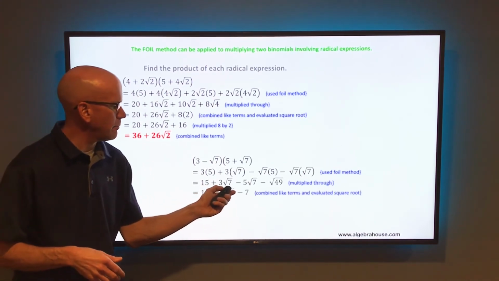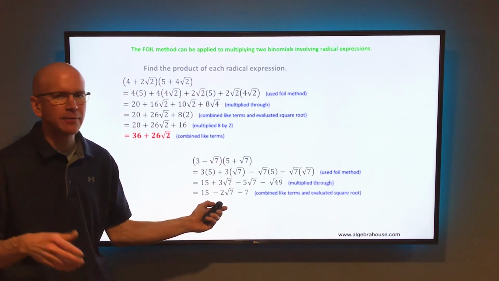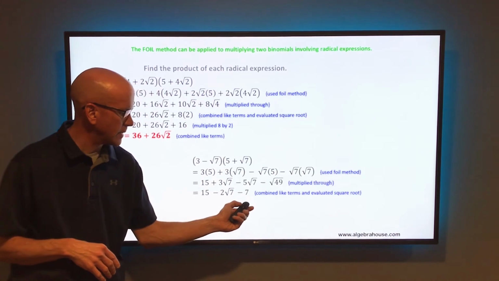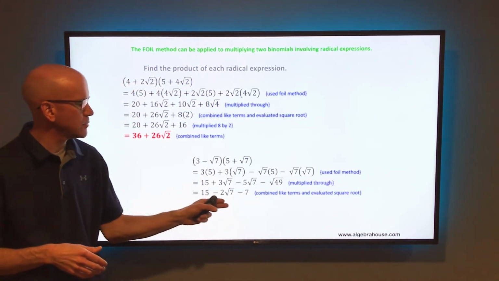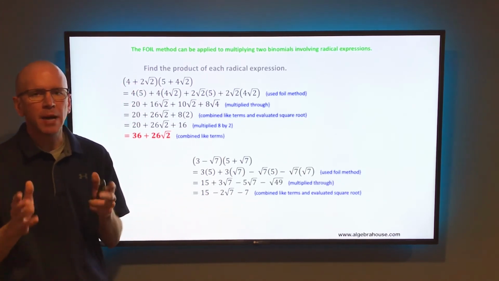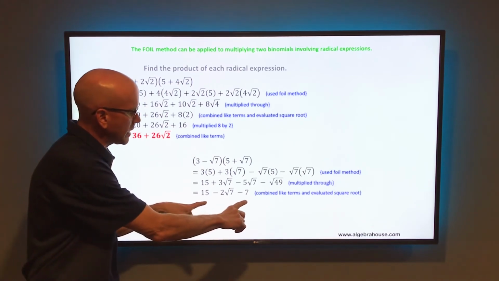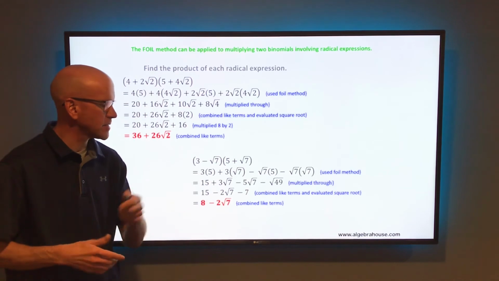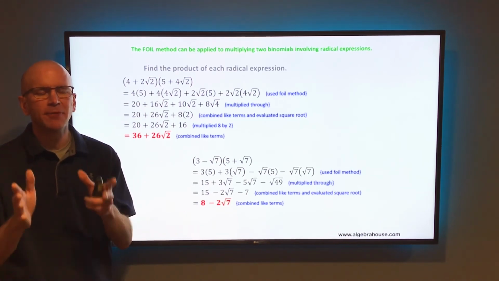3 square root of 7 minus 5 square root of 7 in the middle, that'd be negative 2 times the square root of 7. And on the end, the square root of 49, that is 7. So you have 15 minus 2 square root of 7 minus 7. Combine any like terms. 15 and negative 7, you can combine those. That would be 8. So you have 8 minus 2 times the square root of 7. That is as far as that goes.